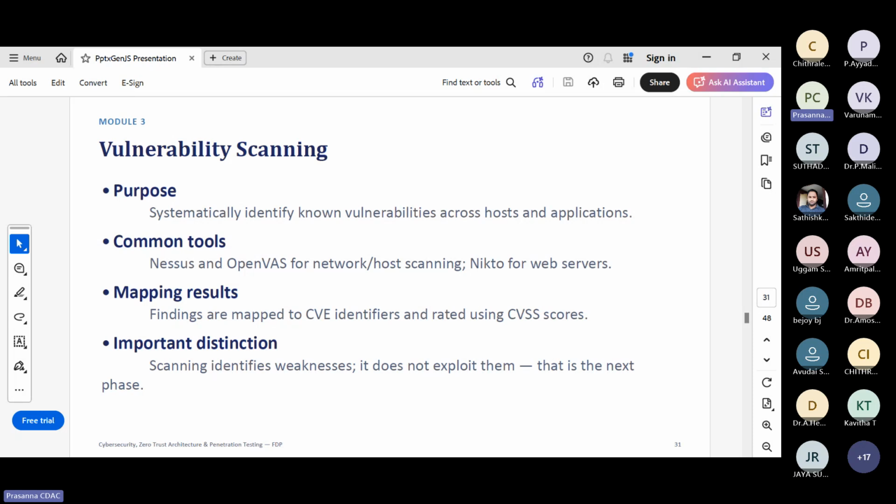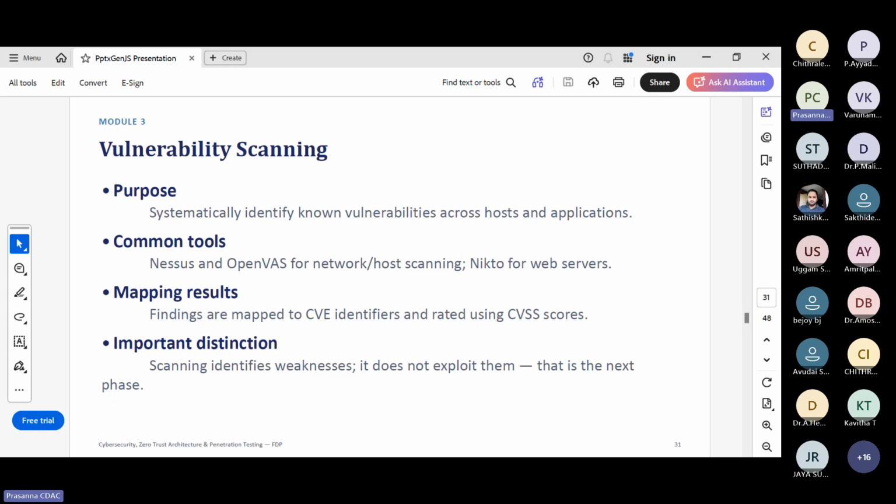And there is a concept called CVE and CVSS. I hope CVE is the Common Vulnerabilities and Exposures identifier. Do you know these two things? CVE and CVSS are normally used in hackathons also. CVE is an identifier. Whenever you find some weakness, you are going to report it to CVE. There is a CVE website itself where you can check if it is going to be a valid vulnerability which you have exposed.